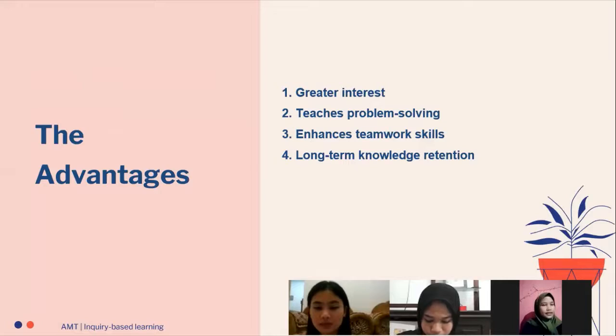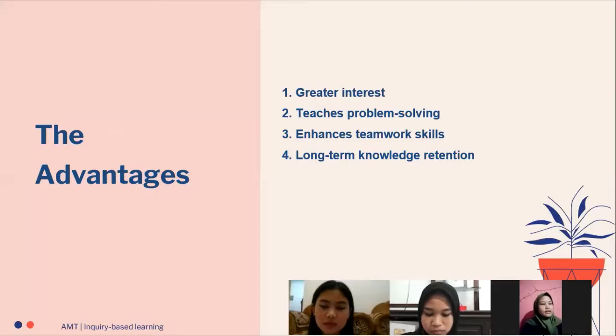2. Teaches problem solving. At the heart of inquiry-based learning is inquisition, and not only are students encouraged to ask questions, but they are told to find the answer. 3. Enhances teamwork skills. With this teaching style, students are taught to engage with one another, work in groups, and tackle problems together. This leads to greater teamwork skills, something that proves useful in most areas of life.